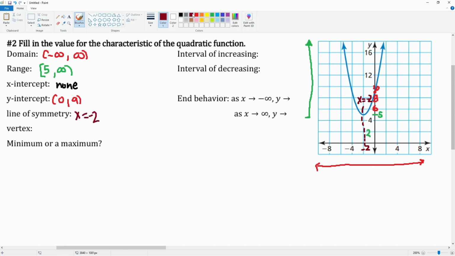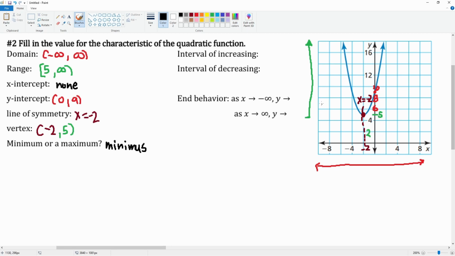On the line of symmetry exists the vertex. It is at this point. That looks like it is -2, comma 5, and it is a point. This is the lowest point, so we call this the minimum.